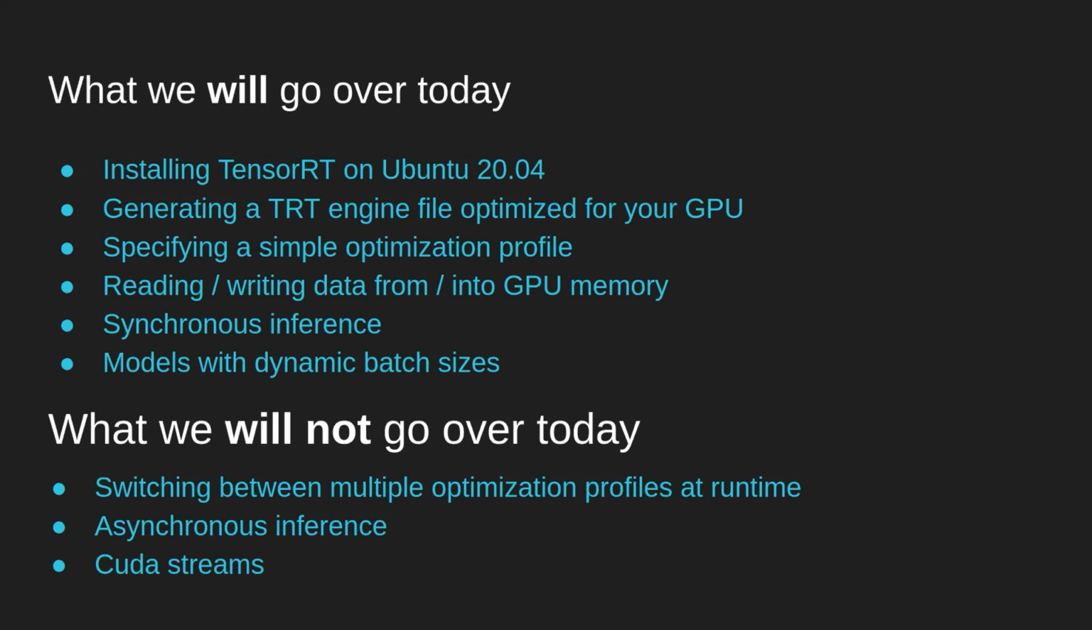So that's more of what I would consider the offline steps. Then we have the actual runtime steps, which involve reading and writing data into GPU memory, running synchronous inference, and also working with models with dynamic batch sizes. The topics which we won't cover in today's lecture include using multiple optimization profiles for when you're varying the batch size, asynchronous inference, and CUDA streams, which really is a part of asynchronous inference.